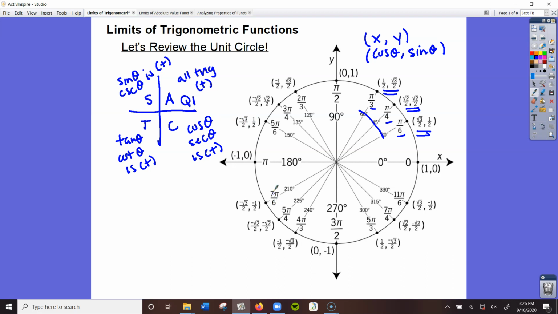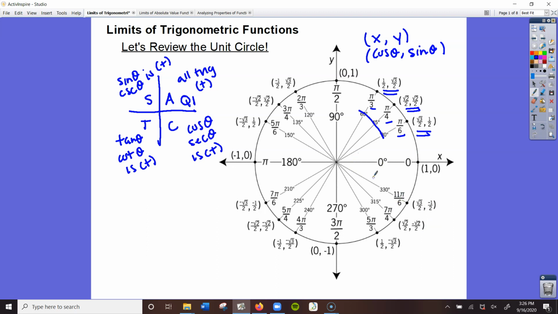In quadrant 3, 7 pi over 6, the cosine is negative square root of 3 over 2, also because only tangent and cotangent are positive. But in quadrant 4, you see that 11 pi over 6 is a positive square root of 3 over 2, because cosine and its reciprocal are positive in quadrant 4.